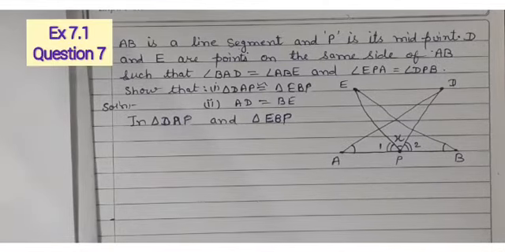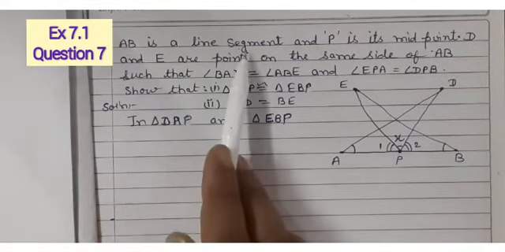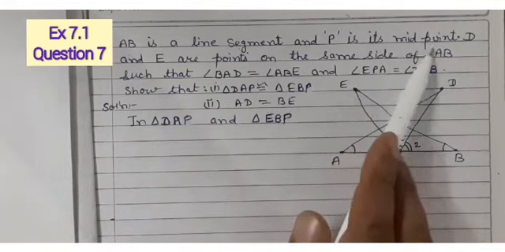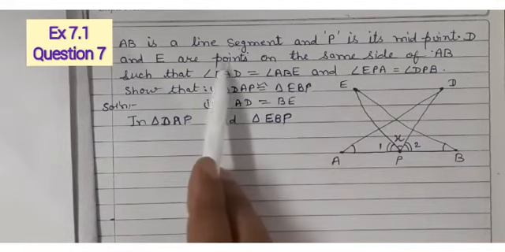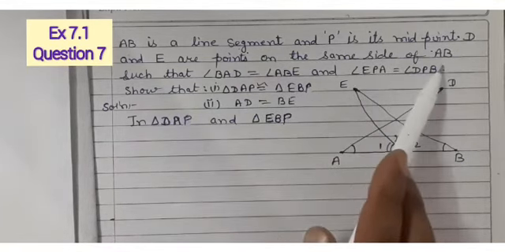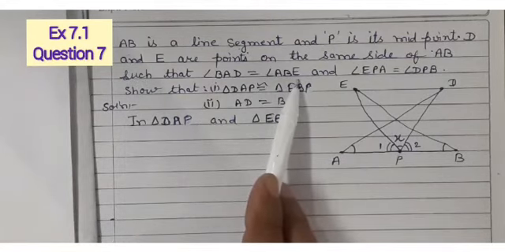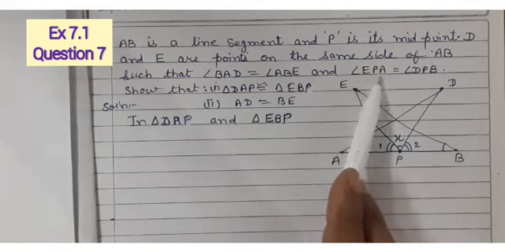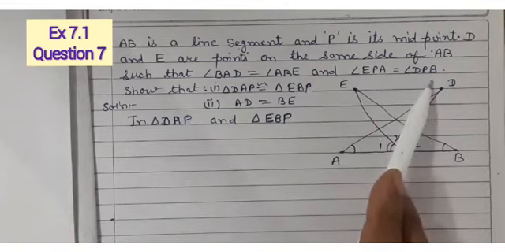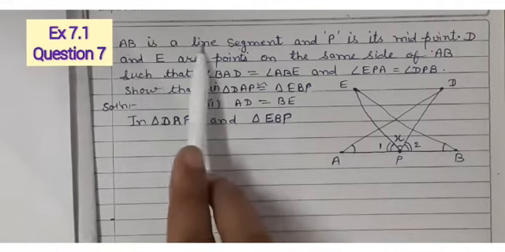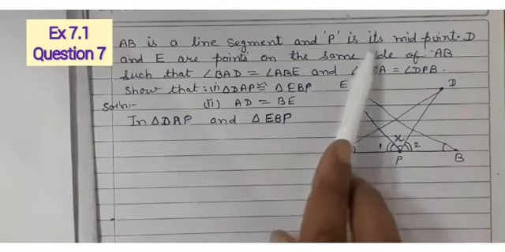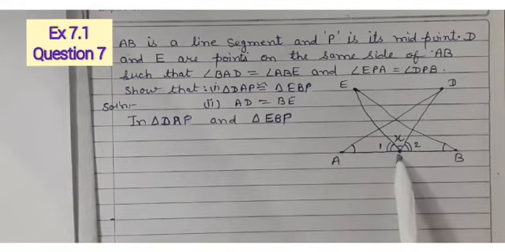Yes, next question is: AB is a line segment and P is its midpoint. D and E are points on the same side of AB such that angle BAD is equal to angle ABE and angle EPA is equal to angle DPB. Okay, two things are given to you. See, AB is a line segment and P is its midpoint. P is midpoint of AB, so I can say AP equal to BP.